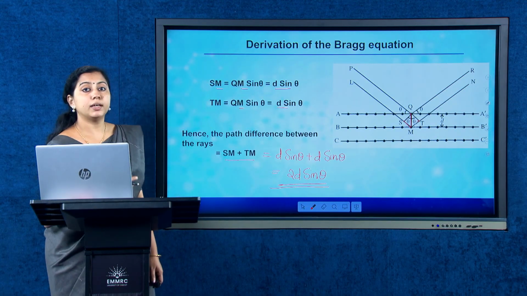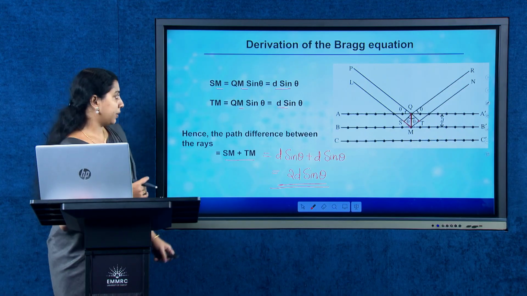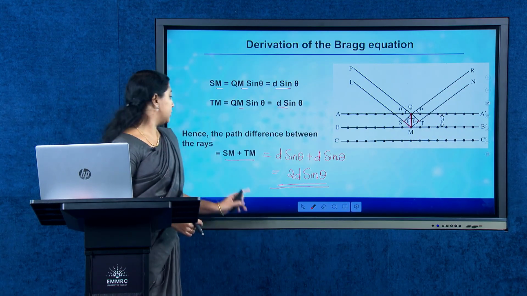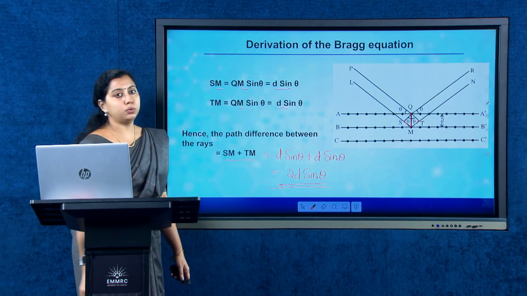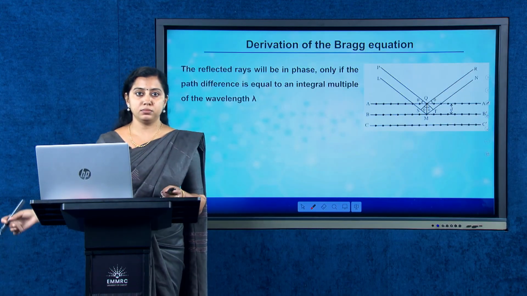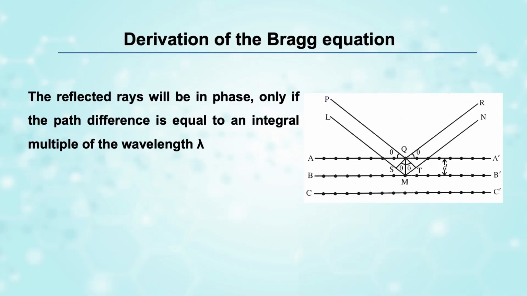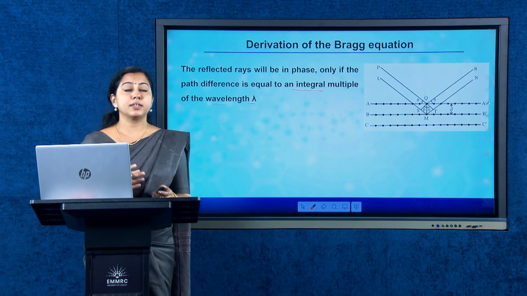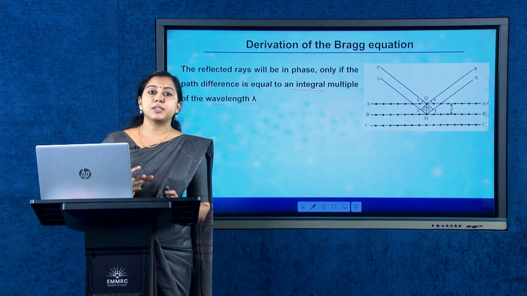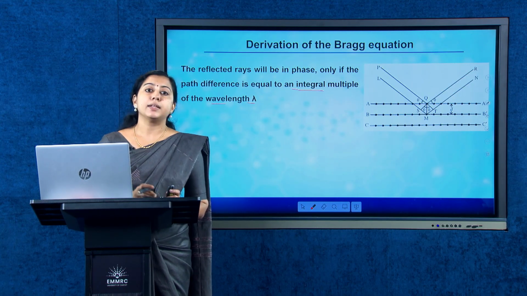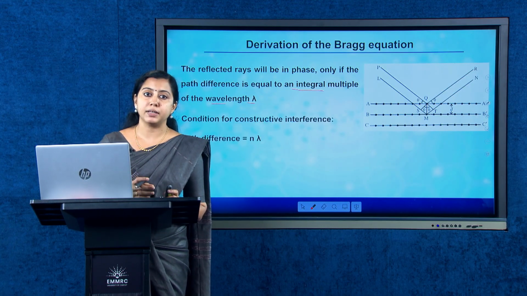So, we have to find out the path difference between the rays from simple geometrical considerations. So, it is SM plus TM, which is equal to 2d sin theta. Now, the reflected rays will be in phase, that is, they will be of maximum intensity, only if the path difference is equal to an integral multiple of the wavelength lambda. If the path difference is equal to an integral multiple of the wavelength lambda, then the reflected rays will be of maximum intensity.